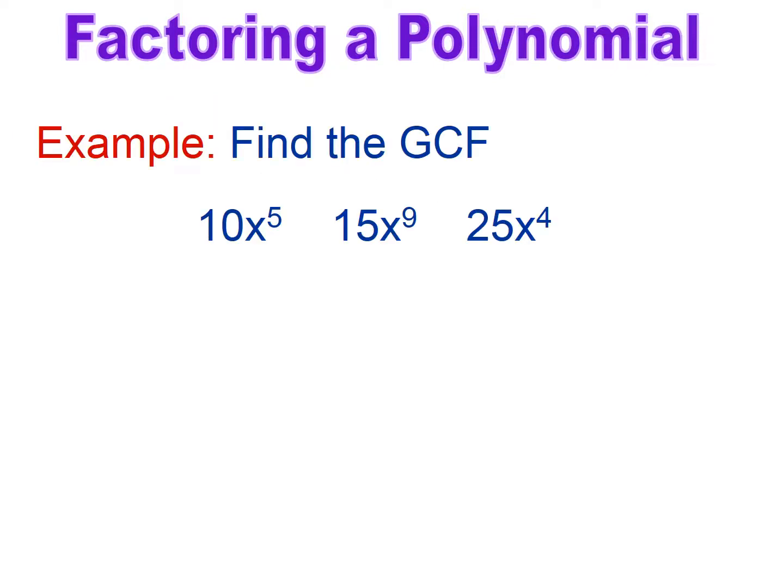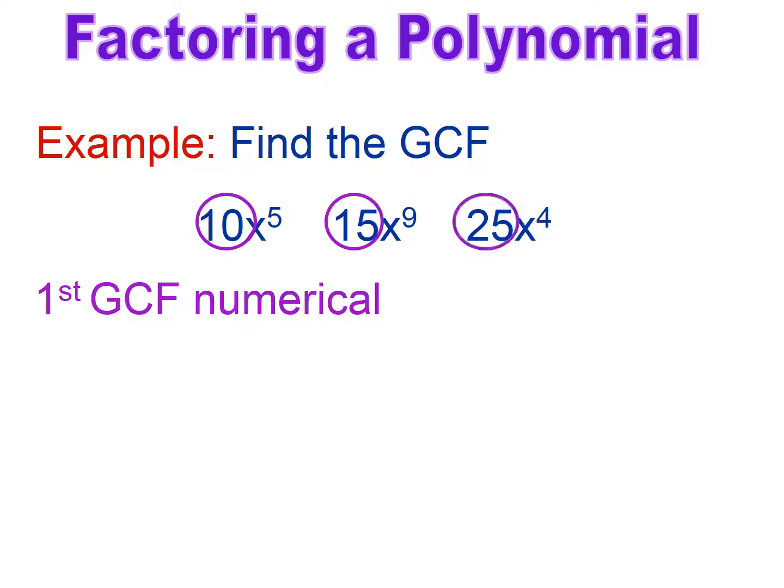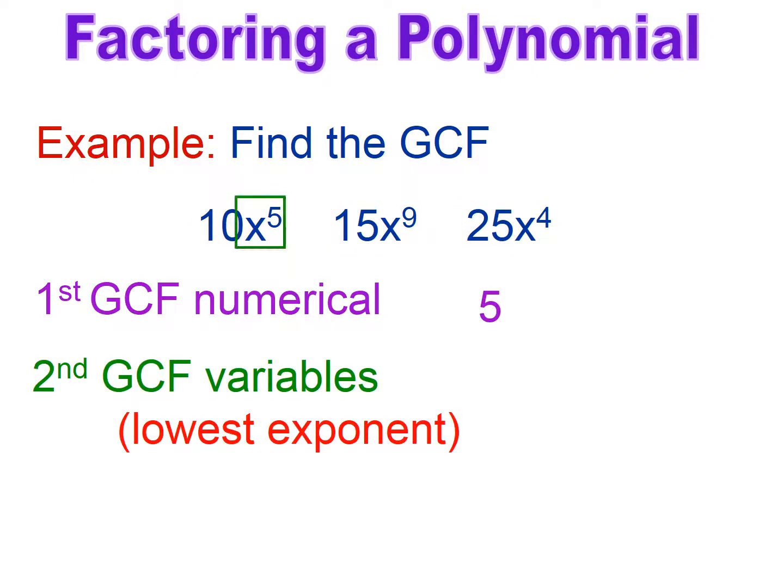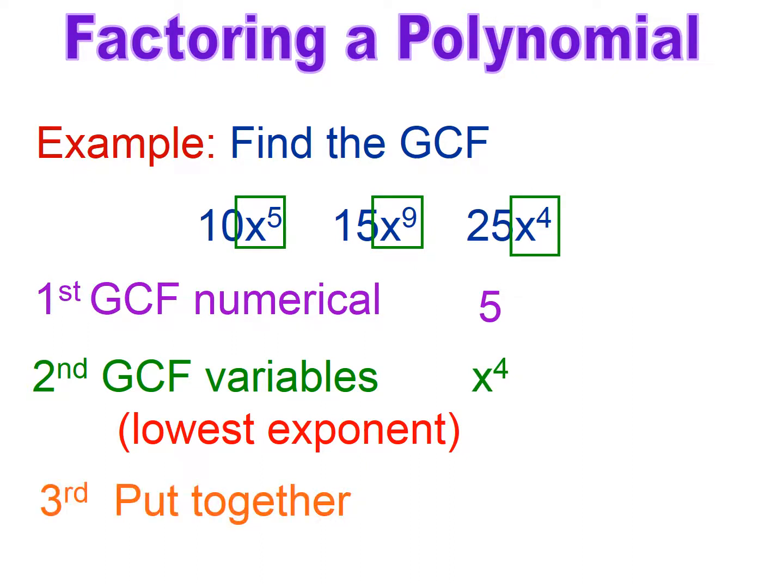So now when you have a combination of numbers and variables, you want to first find the numerical GCF. And when you're looking at the numerical part of the monomials here, we have 10, 15, and 25. So the numerical piece, or the GCF for the numbers, is 5. And then the variable part will be the variable with the lowest exponent, and in this case it would be x to the fourth. And then our GCF for these three terms would be 5x to the fourth, putting it together.